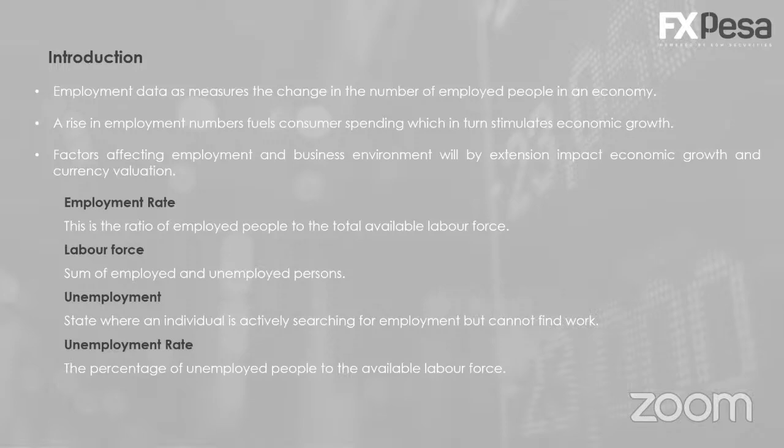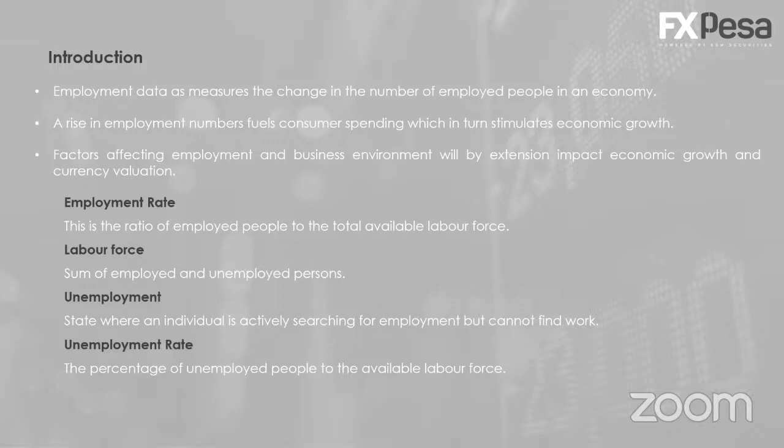So the first one is employment rate, and this is the ratio of the employed people to the total available labor force. So employment rate tends to give the percentage of the number of people who have been employed within a particular period relative to the total number of people who qualify to be employed.